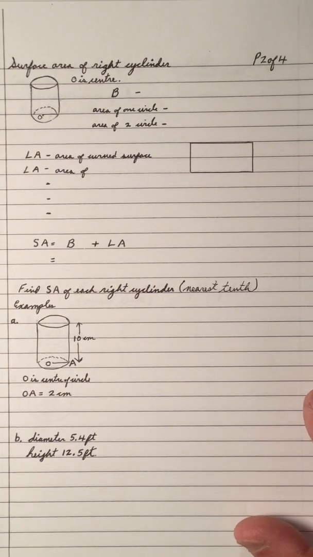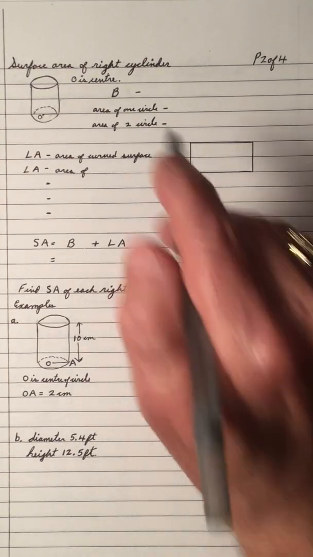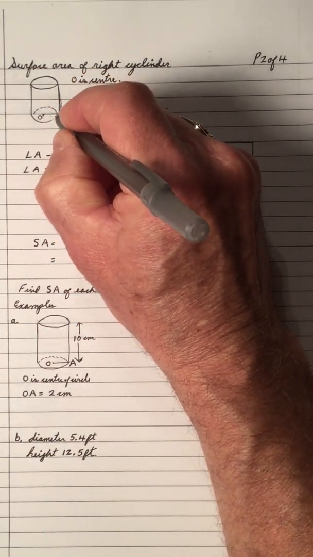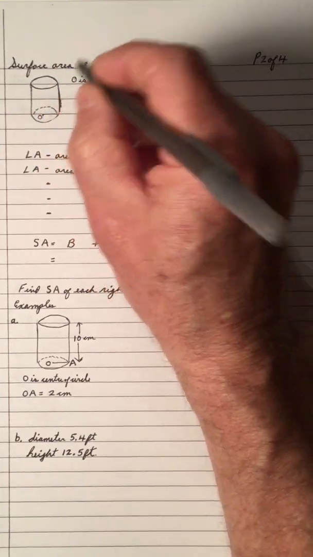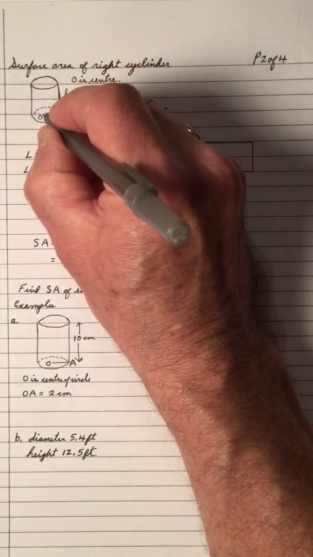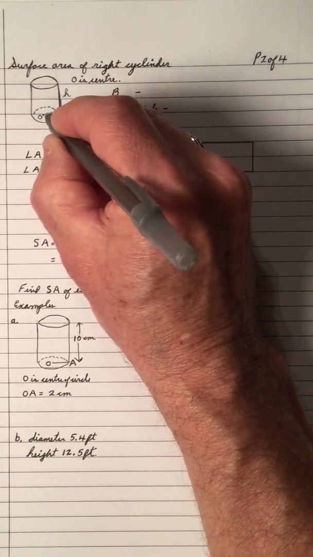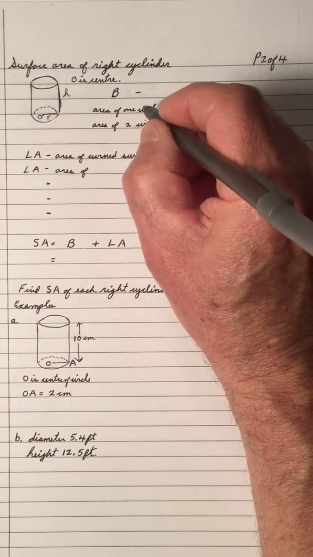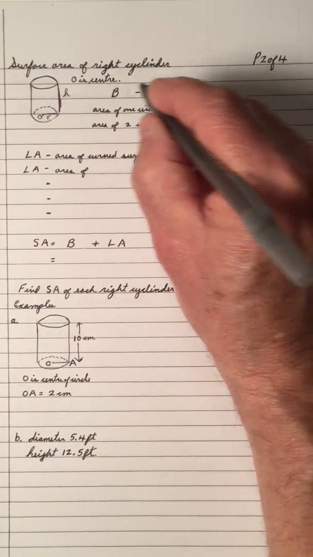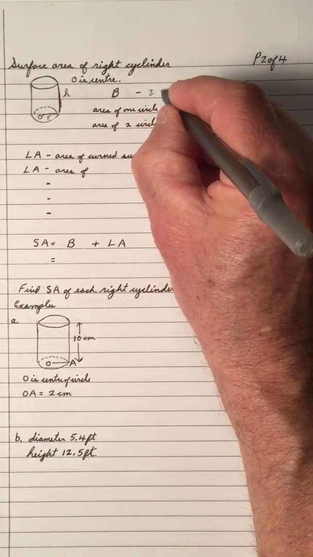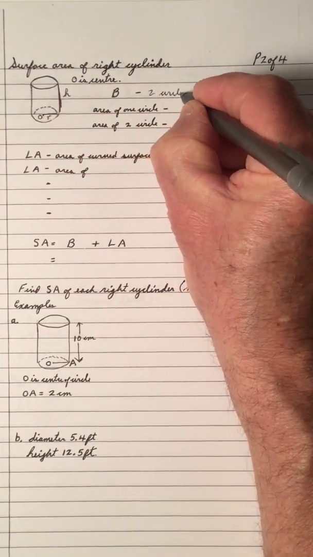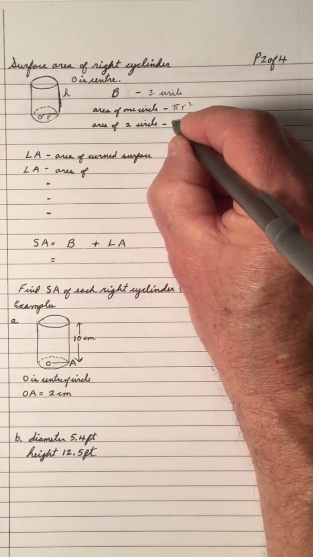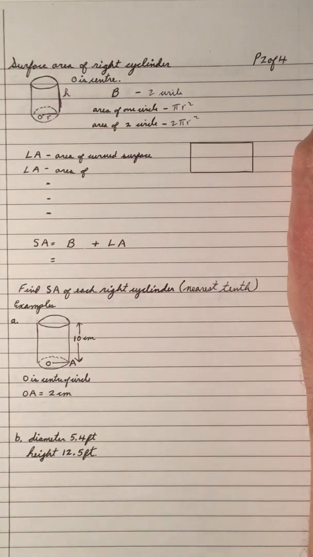So let's continue. The surface area of a right cylinder. A right cylinder means the height is perpendicular to the base, and so that's the height of the cylinder, and that's the center of the circle. O is the center, and that's the radius of the circle. So the base area is the area of the two circles. The area of one circle is pi r squared. So the area of the two circles is 2 pi r squared.